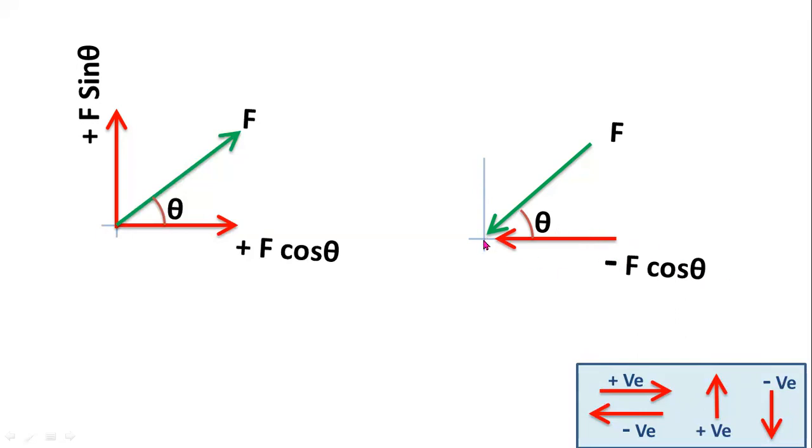In similar way, I am drawing a vertical force on y-axis like this. Then the magnitude of this vertical force is equal to force into sine theta. So here this vertical force is acting towards downward, so you have to consider negative sign for downward direction.